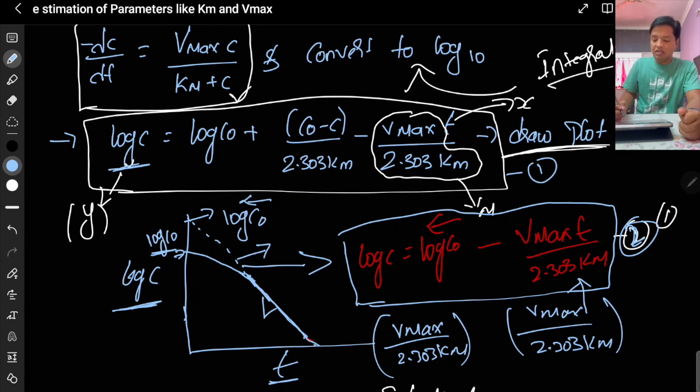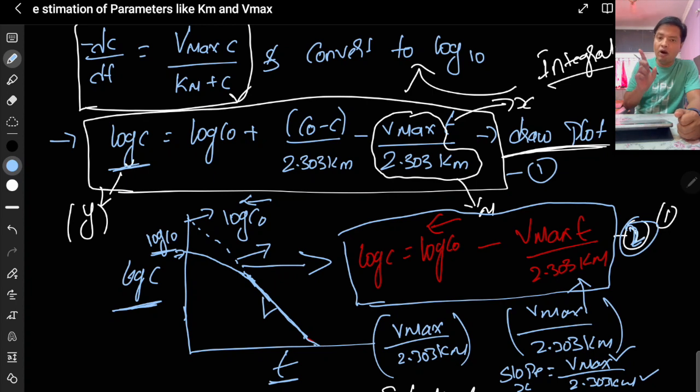In this equation we can find only one thing. Slope is equal to Vmax by 2.303 Km. Let's say I get the slope value as x. In this case we have two unknown values, Vmax and Km. So I need to find at least one value. If I find one value and substitute it in this slope equation, I will get the other value.